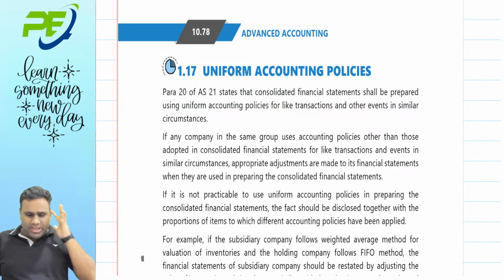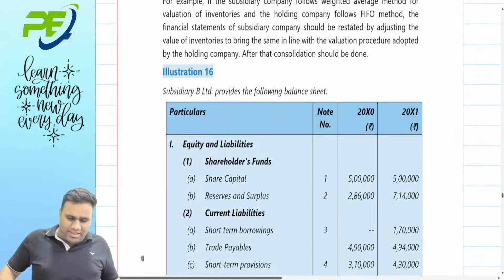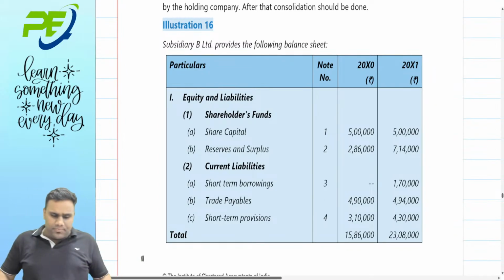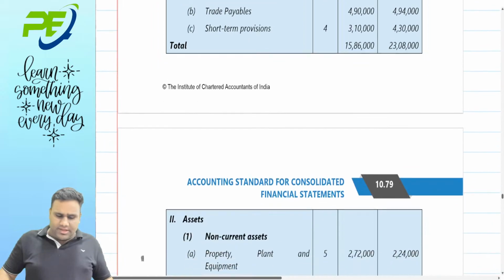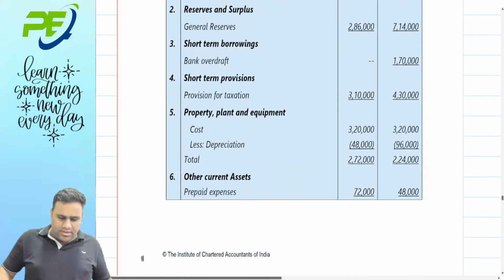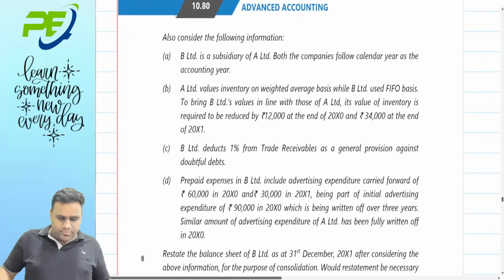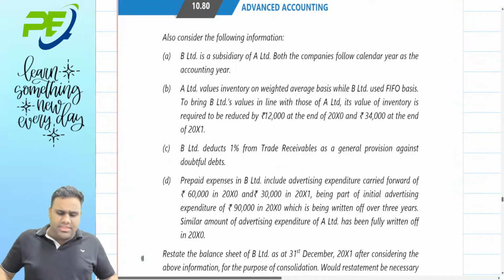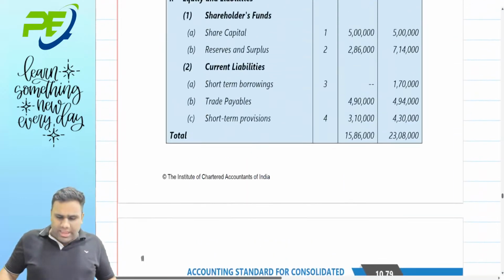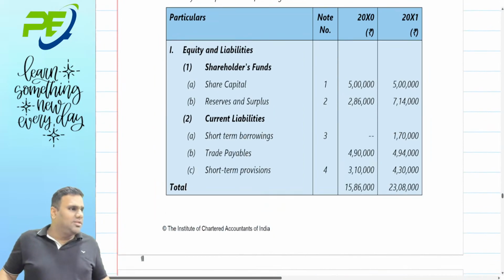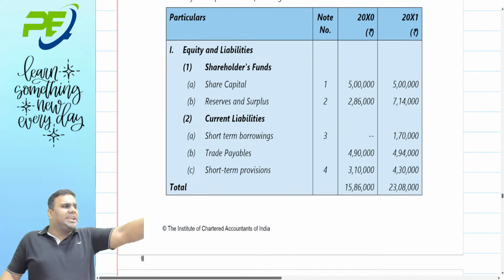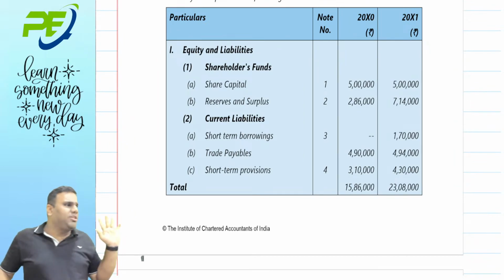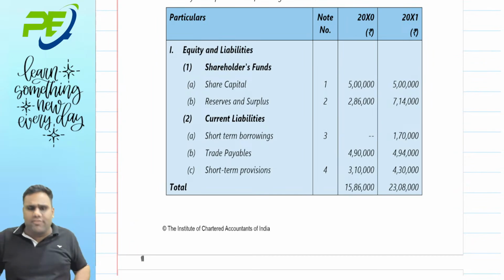Here we have a simple mock-up problem. I don't expect this in the exam, but okay, let's do it quickly. Subsidiary B provides the following balance sheet: shareholders' funds, share capital, reserves, all the common items and notes. Also consider the following information. B Limited is a subsidiary of A Limited. Now, have they given any details of A Limited? No. So a consolidated balance sheet is not possible here, because A Limited's details have not been given.